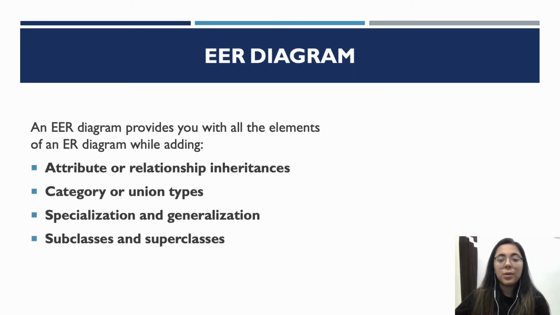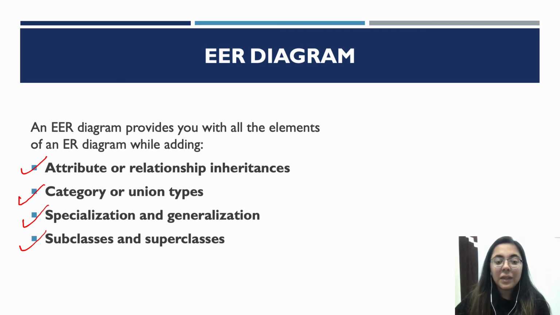The next thing to understand is an EER diagram, which is an extended version of an ER diagram while adding attribute or relationship inheritances, category or union types, specializations and generalizations, subclasses and superclasses. First, let us take an example.